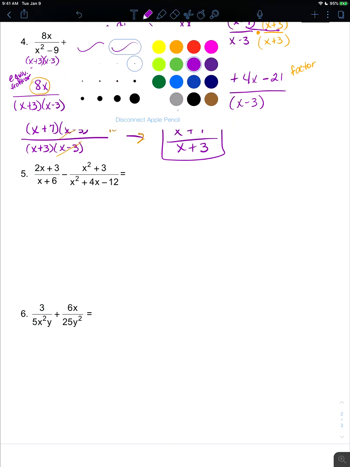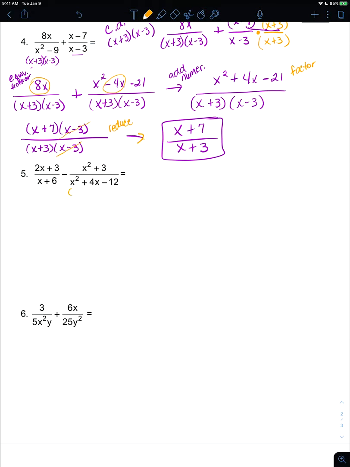Well, I see that this x squared plus 4x minus 12 should factor into, let's see, 6 times 2 is 12, so x plus 6, x minus 2. So we see we've got the common x plus 6, so that gives us a common denominator of x plus 6 times x minus 2. So every term needs to be into x plus 6, x minus 2. Well, lucky for us, this one's already in that way. We just have to do the second one. So we're going to make those equivalent fractions.